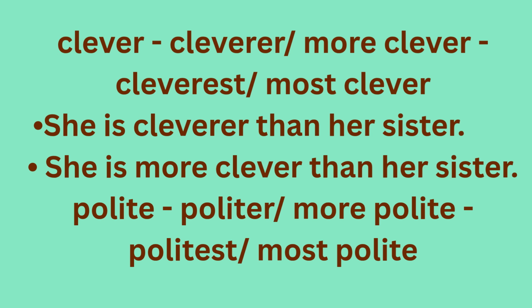Some adjectives are exceptions to the usual rules. For example, clever. It can form its comparative and superlative degrees in two ways: cleverer, cleverest, and more clever, most clever. As in the example, she is cleverer than her sister. She is more clever than her sister. Both forms are grammatically correct.